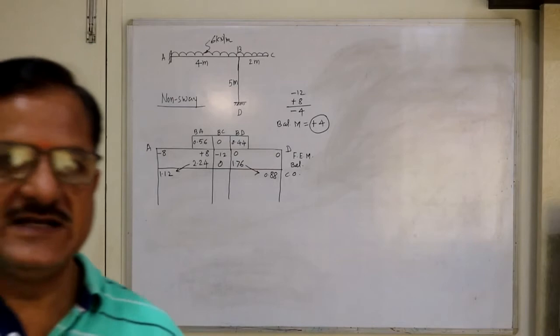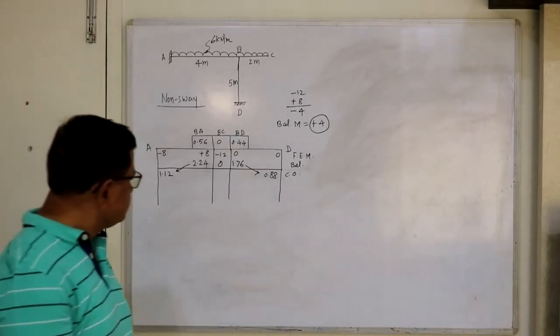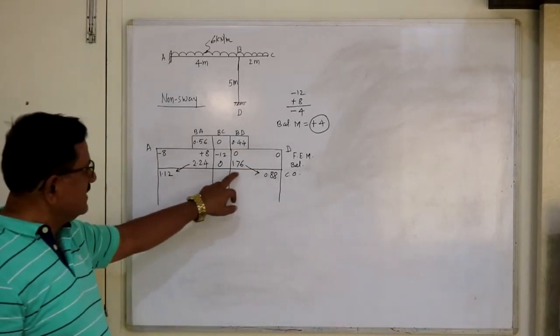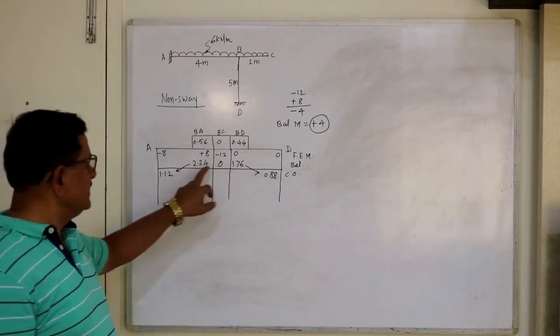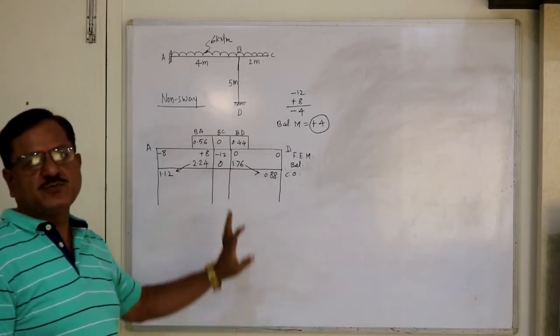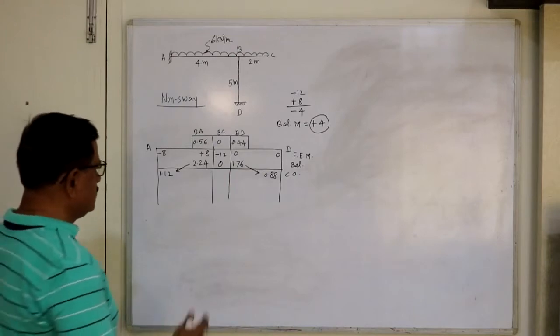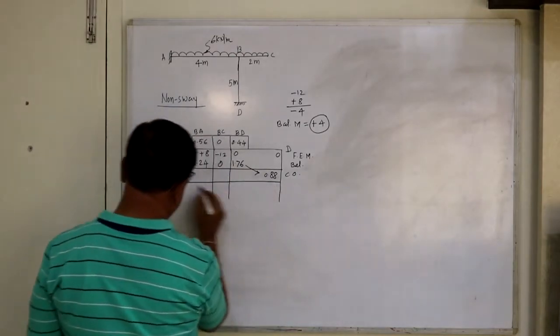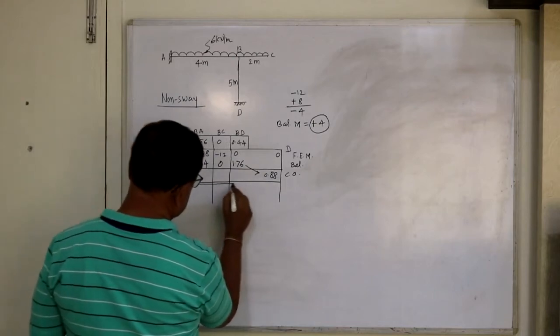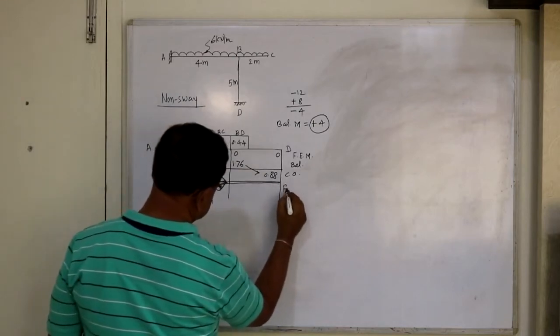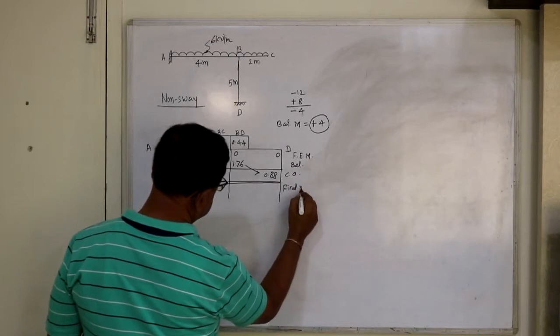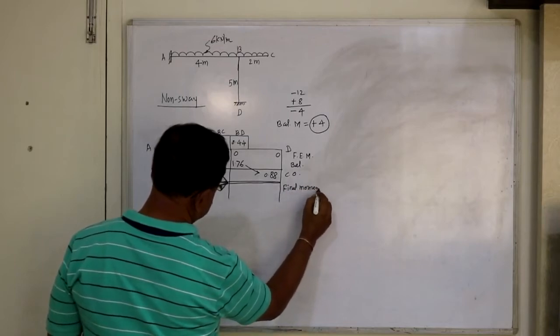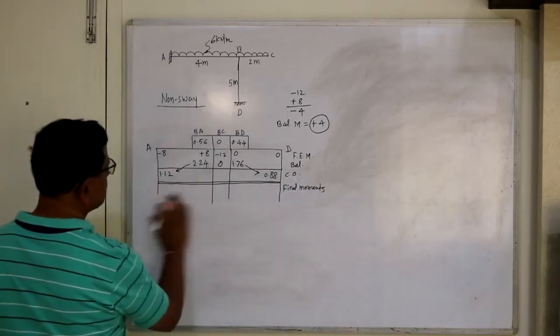These two steps repeat. Now here, there is no unbalanced moment left. So there is no unbalanced moment left. So problem ends automatically. So now just calculate the final moments. So calculate the final. This gives us final moments.